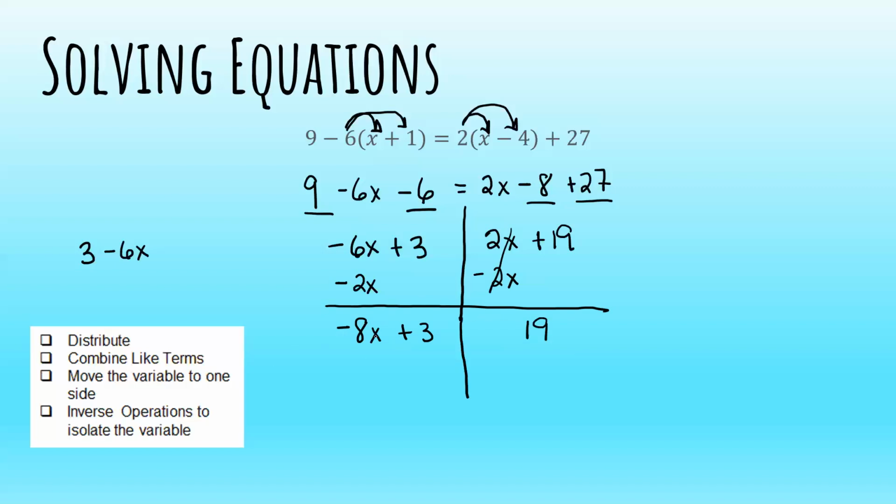From there, now that I have my variable on the same side, I want to get rid of everything else by doing the inverse operations, focusing on my left side only. So minus 3. So I have negative 8x, and this gives me a 16. And then I'm going to divide by negative 8. So I have x is equal to negative 2. I hope this was helpful.